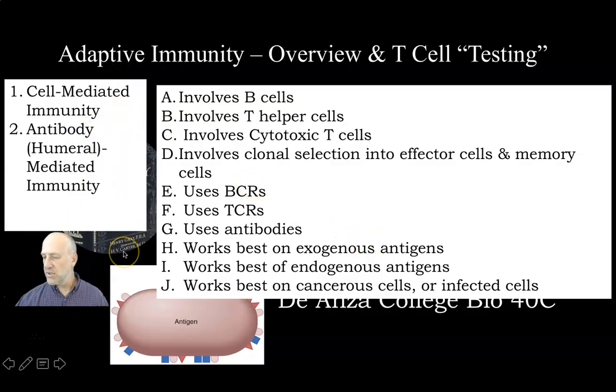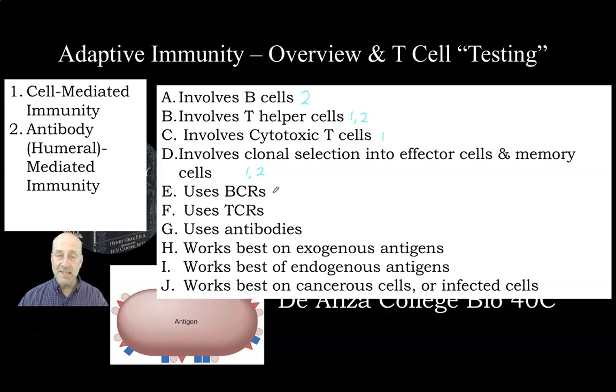All right, so let's just crank through these real fast. It involves B cells. We know that to be simply antibody. Involves T helper. We know that is both. The T helper is involved in both. Cytotoxic T is the heart and soul of just cell-mediated. Clonal selection into 2 lines, effector that go to work immediately, and memory, we know that's both. That's an integral part of both.